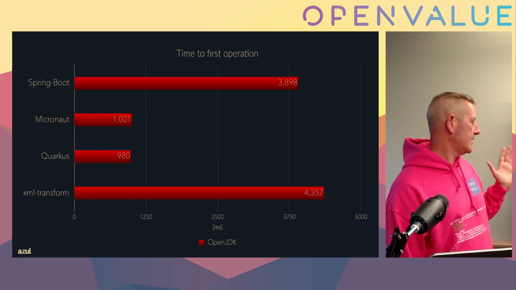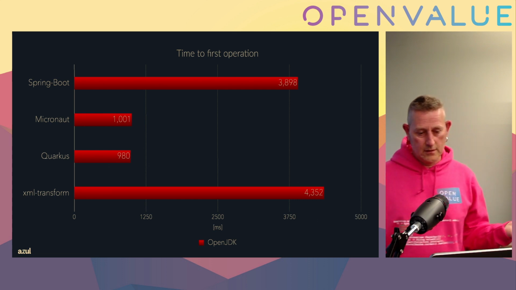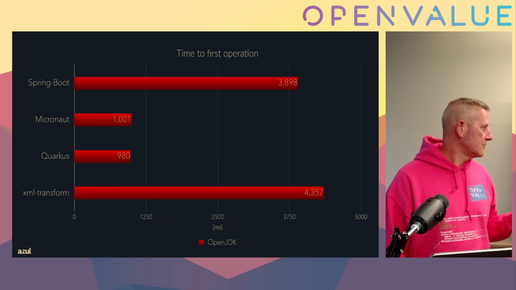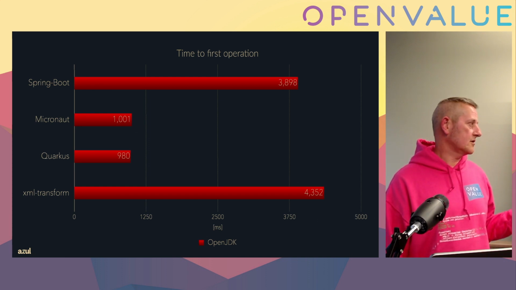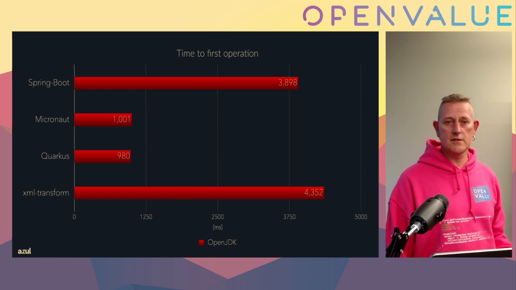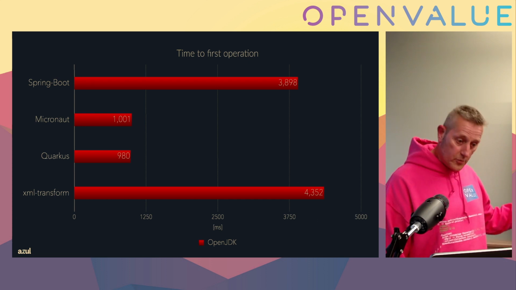But I had a call with Spring 2 days ago, and they told me they are working on a solution and they hope to get CRaC support as a first-class citizen in June this year, in their next version. I think it's 6.1, something like that. So we hope it will be in there.